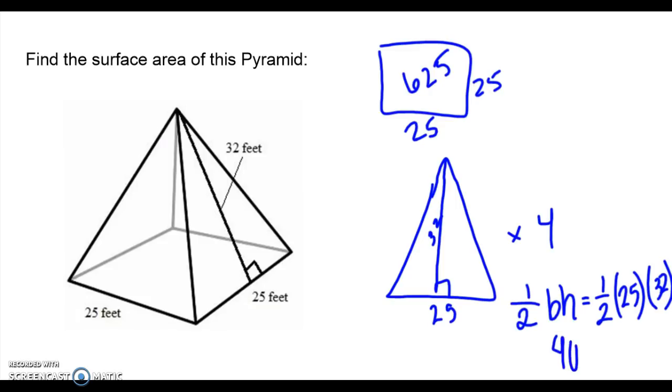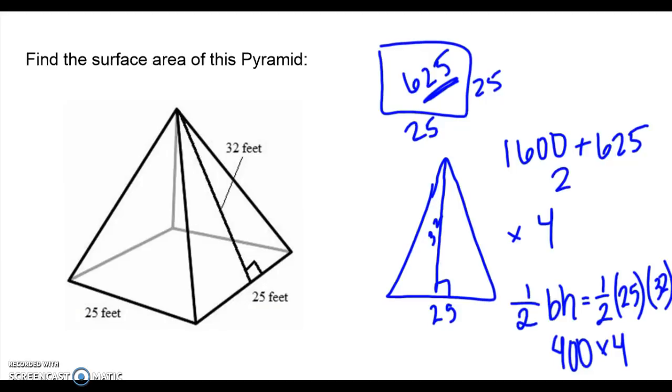We get 400. And then remember, we have to multiply that by 4. So times 4, we end up with 1,600. Then 1,600 plus the 625 for the base, we get 2,225 feet squared.